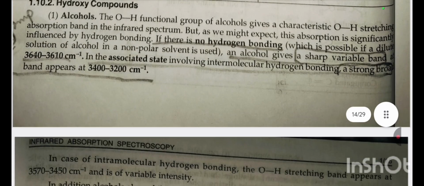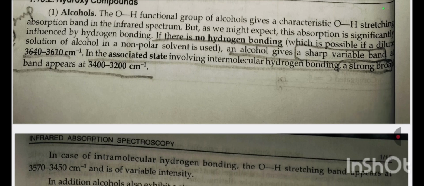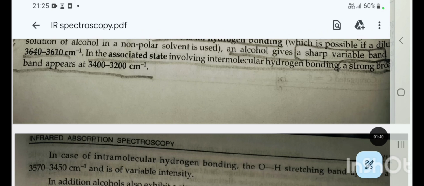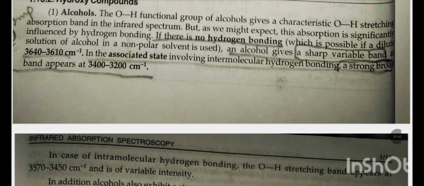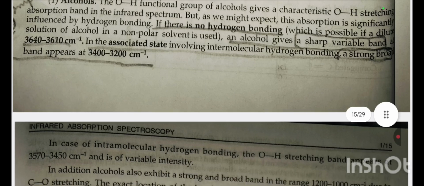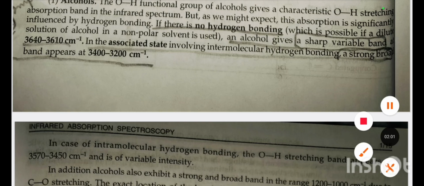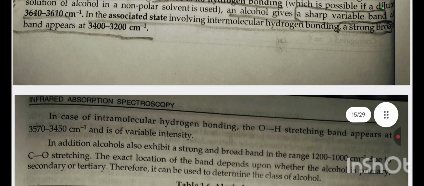And following, hydroxy compounds. Alcohols. The OH functional group of alcohols gives a characteristic OH stretching absorption band in the infrared spectra, but as we might expect, this absorption is significantly influenced by hydrogen bonding. If there is no hydrogen bonding, which is possible if a dilute solution of alcohol in a non-polar solvent is used, alcohols give a sharp variable band at 3640 to 3610 cm⁻¹. In the associated state involving intermolecular hydrogen bonding, a strong broad band appears at 3400 to 3200 cm⁻¹.